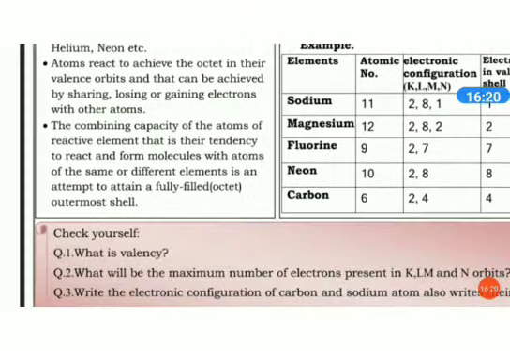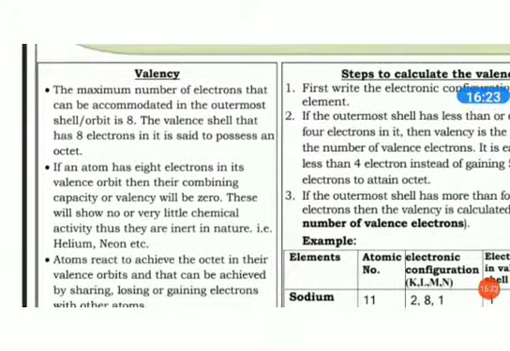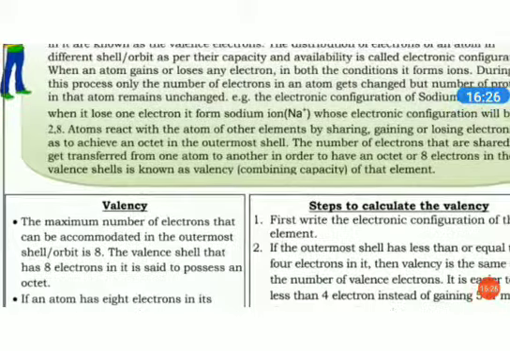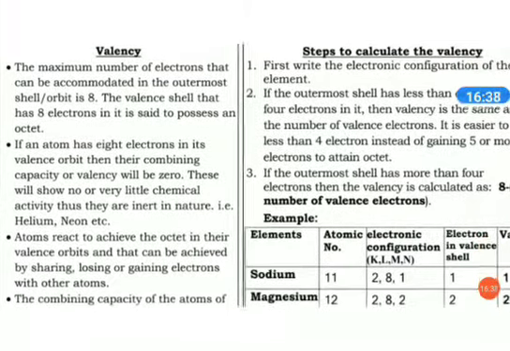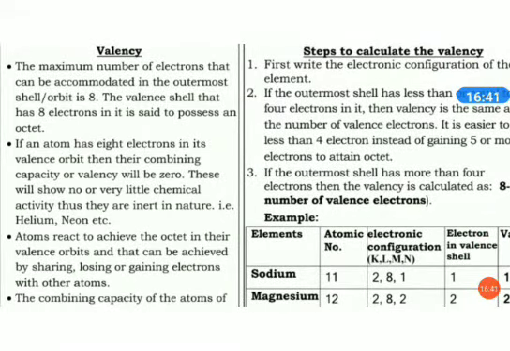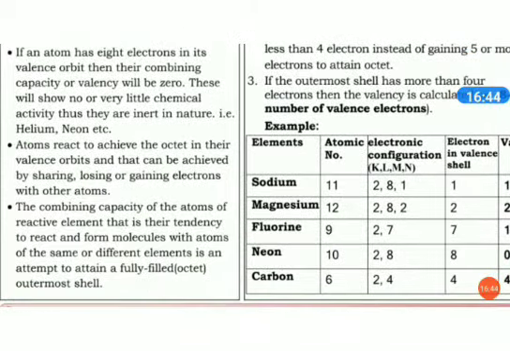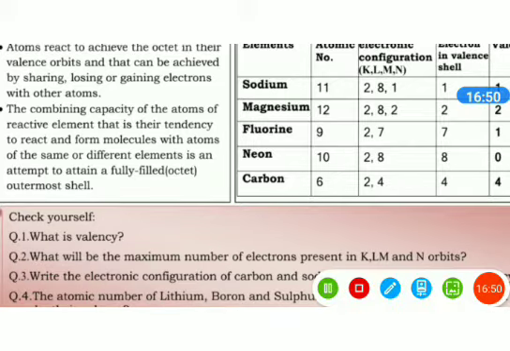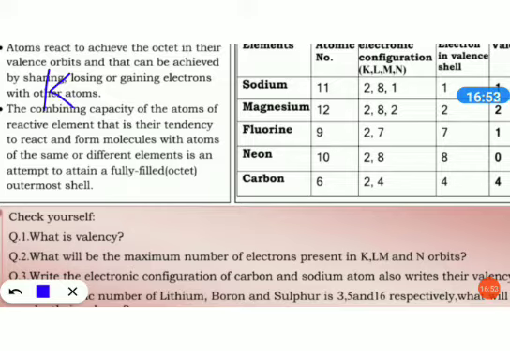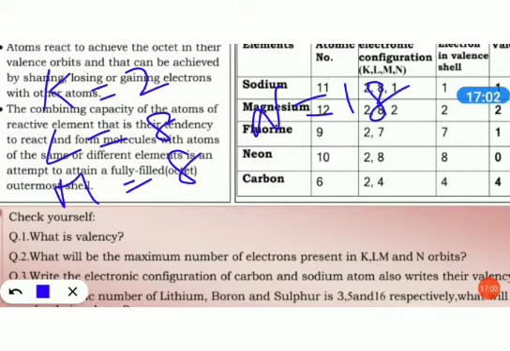Now let us discuss the question answers. First, what is valency? As we have just discussed, valency is the combining capacity of any atom, whether it gains, loses or shares electrons. That combining capacity of an atom is said to be its valency. What is the maximum number of electrons present in K, L, M and N orbits? K has 2, L has 8, M has 8 and N has 18 electrons.